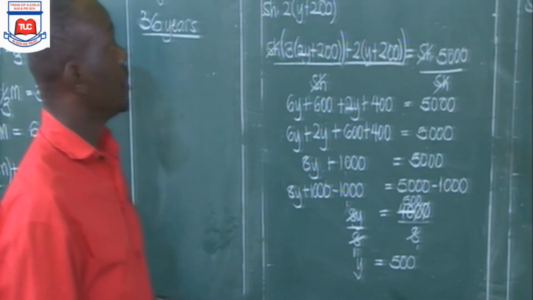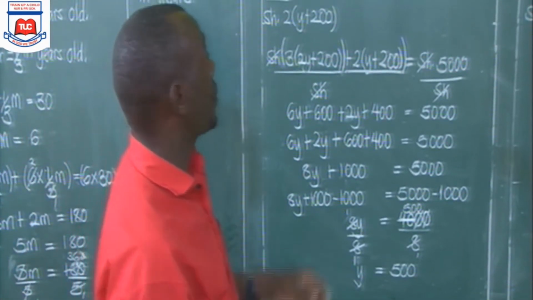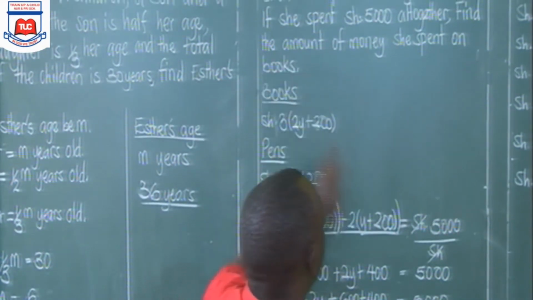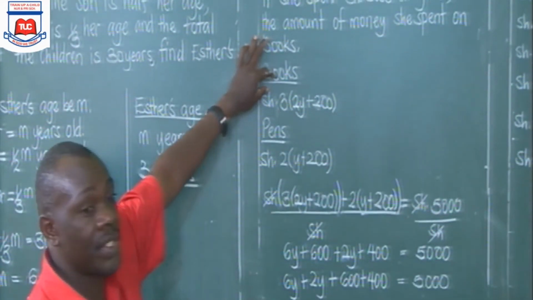Then you go to the main question to answer through substitution, which reads, find the amount of money she spent on books. The heading for books is here.